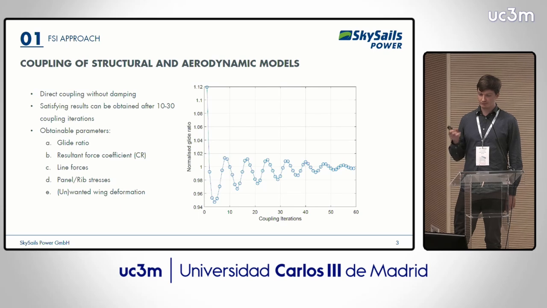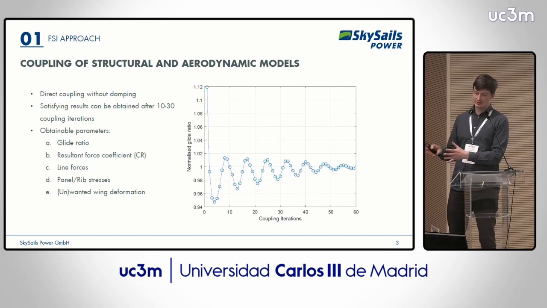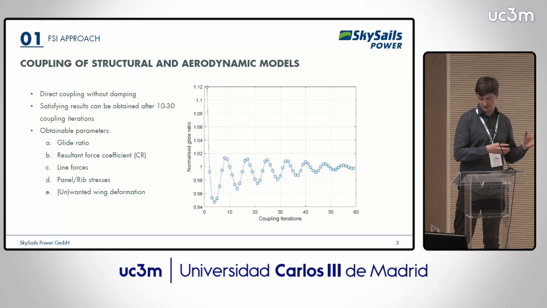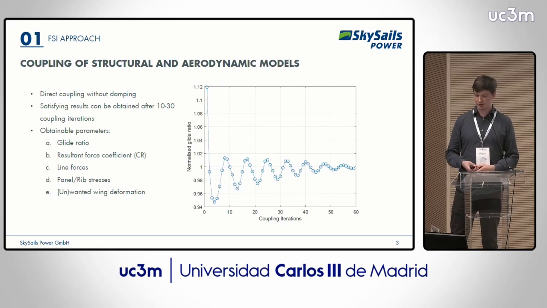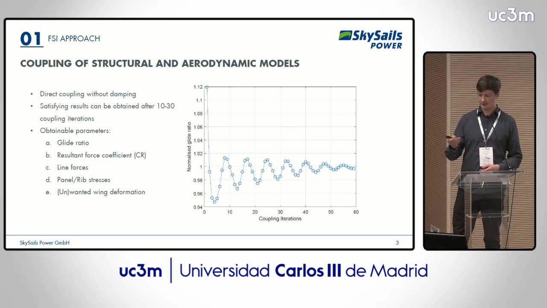What we use for coupling is a direct approach, so there's no damping involved. We just take the results of the panel method and pass them on without any damping, without any gradient information of the change of the pressure field. This works quite well, and you can see on the right-hand side the glide ratio of the kite over coupling iterations is plotted. You can see this oscillatory behavior, but it usually converges quite nicely after 10 to 30 iterations. It really depends on the design.